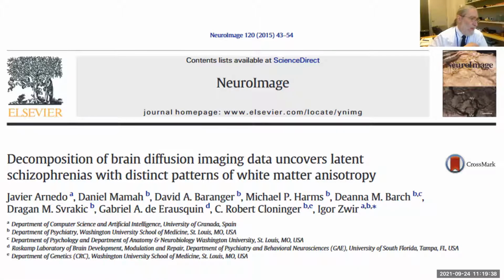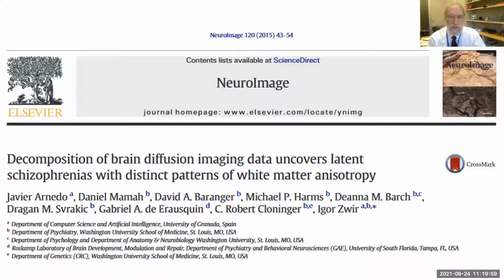This was work that was primarily done by Javier Arnedo, who's now in Spain as part of his doctoral thesis. In this case, what we wanted to do was try to identify what features of the brain of patients with schizophrenia were shared by individuals, or by groups of individuals, within the overall class of schizophrenia.